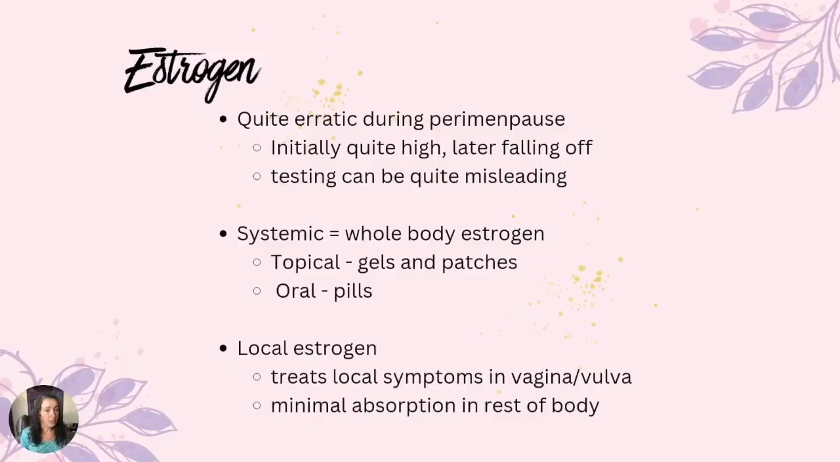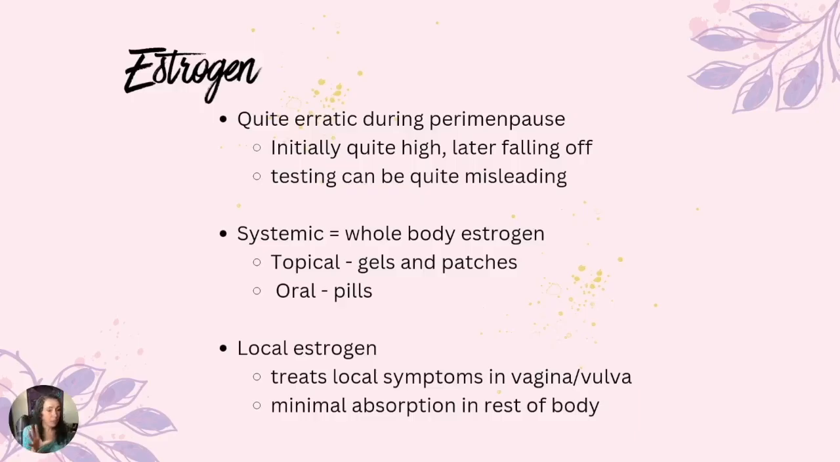So now on to estrogen. As I mentioned earlier, the levels are very erratic during perimenopause. It's all over the map. Initially they're quite high, later on they're falling off. Testing them can be quite misleading because they're so erratic. The testing just isn't really helpful for this.